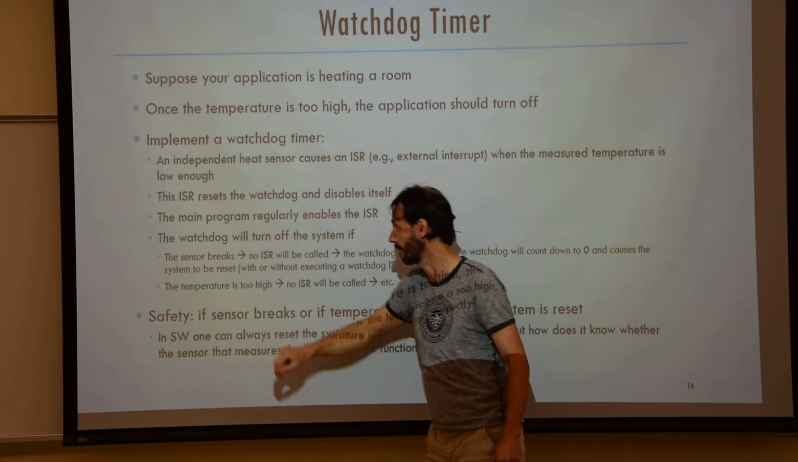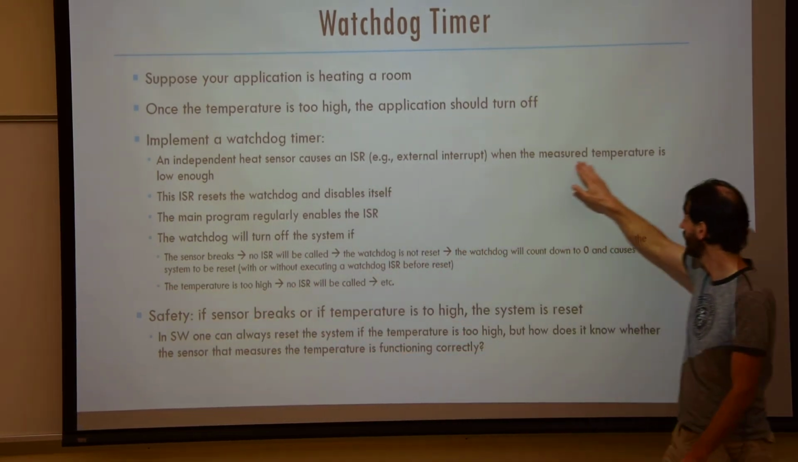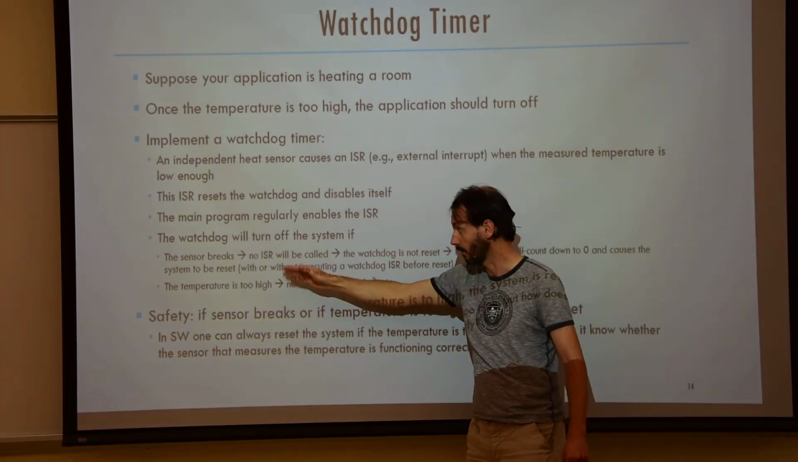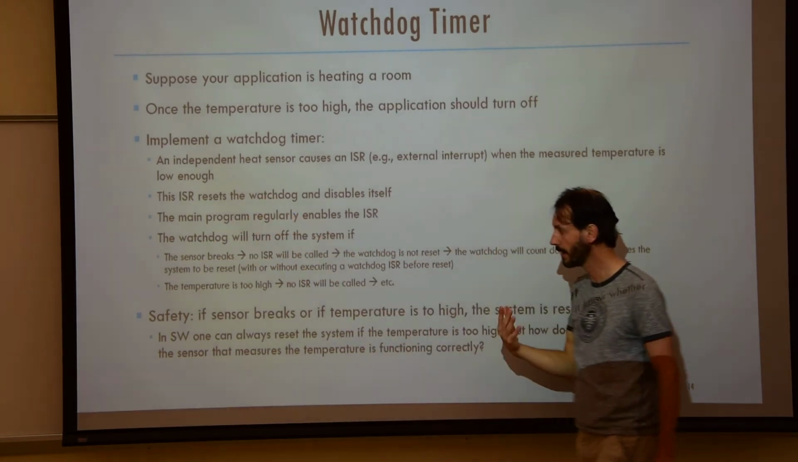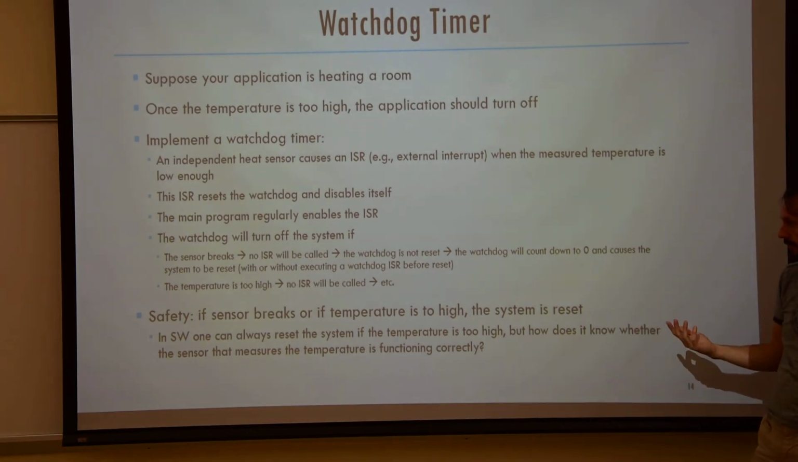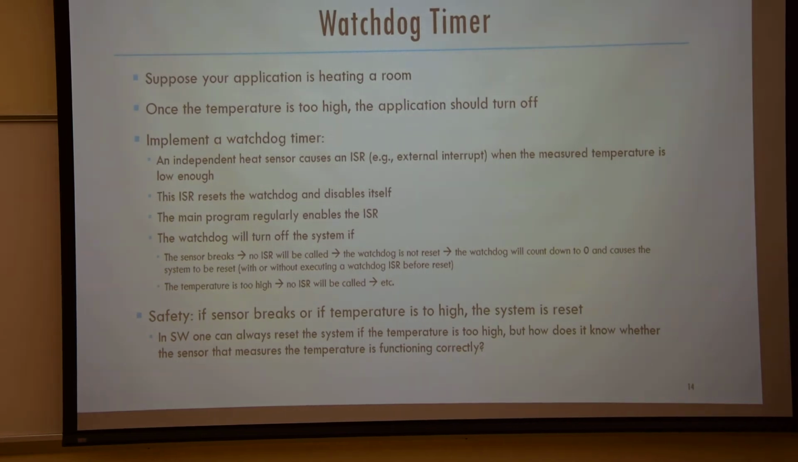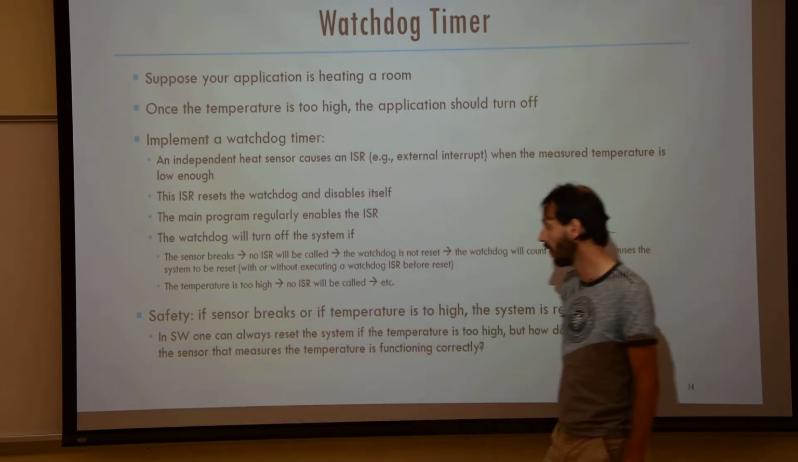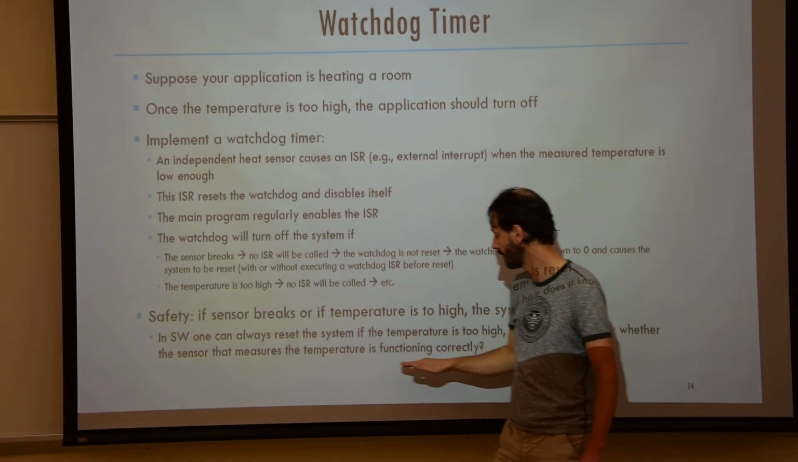Something was wrong. If the temperature is too high, then also no ISR will be called, because it will only be called if it is low enough. Then also the system will be reset by the watchdog. So in this way you have some kind of a safety net. If the sensor breaks, or if the temperature is too high, the system is going to be reset for you. And of course in software, one can always reset the system if the temperature is too high, but how do you know whether the sensor that measures the temperature is actually functioning correctly?